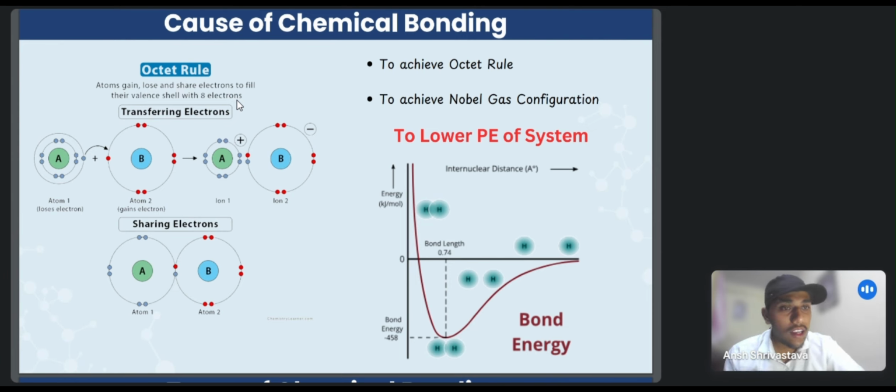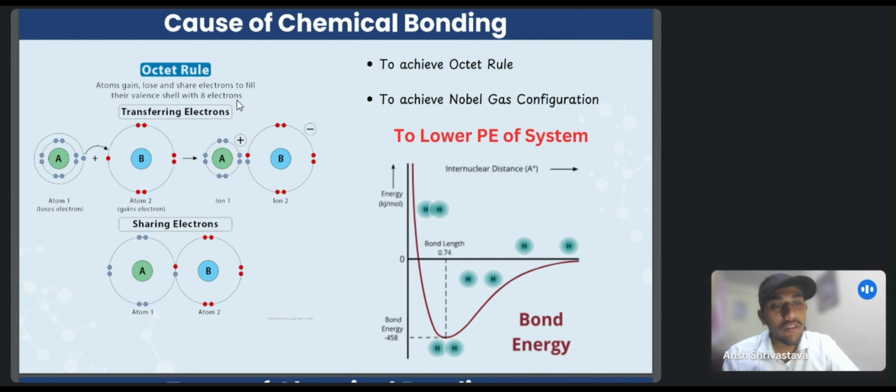Notice that at very large distances, there's little interaction between the atoms, so the energy is higher. Now, as the atoms move closer, the attractive force starts to dominate, which lowers the system's energy. However, if they get too close, the repulsive force starts to dominate, which increases their energy again. The point at which the potential energy is at its minimum represents the most stable distance between the atoms, and this is where bonding occurs.